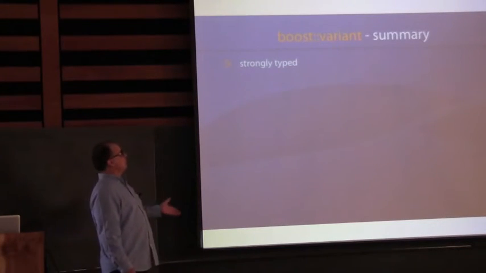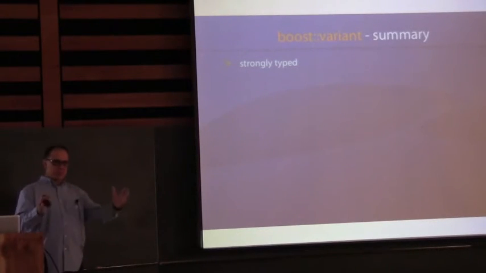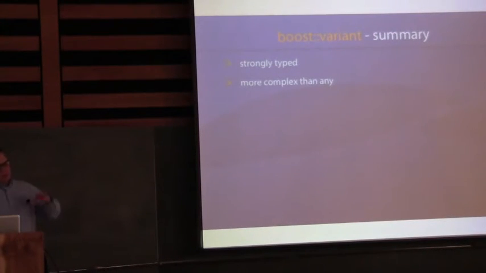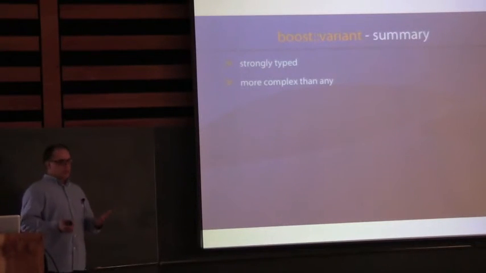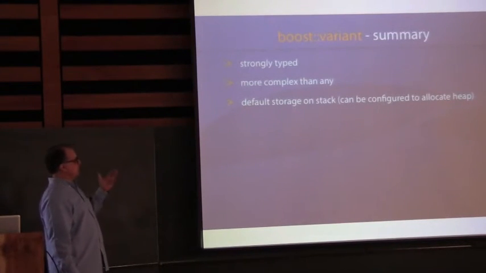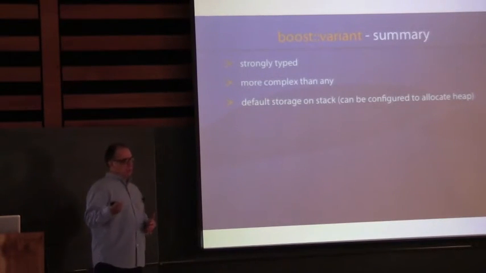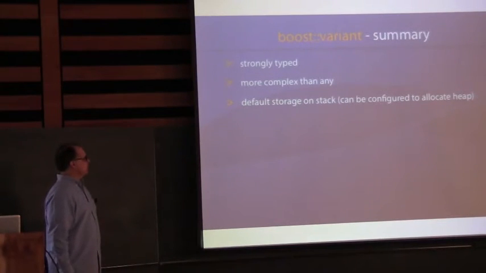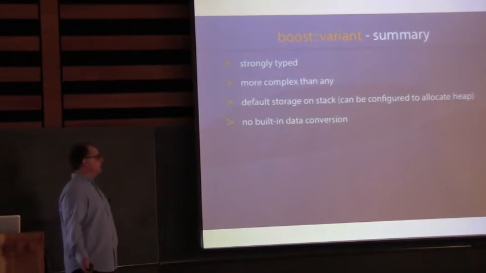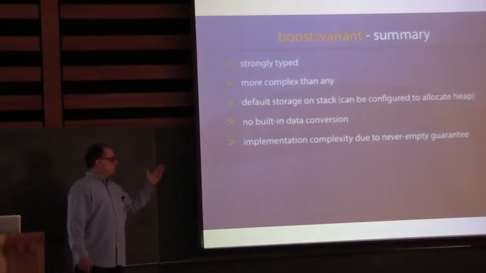The Boost variant summary: it is strongly typed, kind of similar to any, except that the set of types that you can hold in there is limited. It's more complex than any, but it also provides some more advanced facilities to do various operations on the values inside the class. By default, it's on the stack internally, but it can also be configured to allocate on the heap. It's a compile time switch, but it doesn't come like that by default. There is no built-in data conversion. You have to provide that as an external facility. And then there's the implementation complexity due to the never empty guarantee.